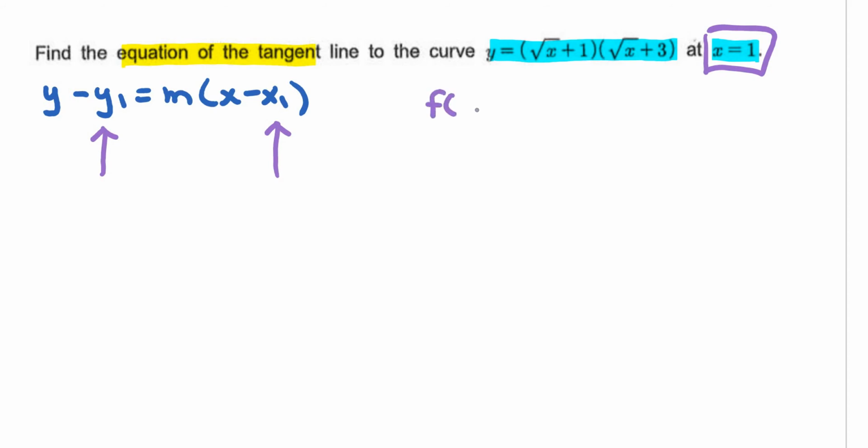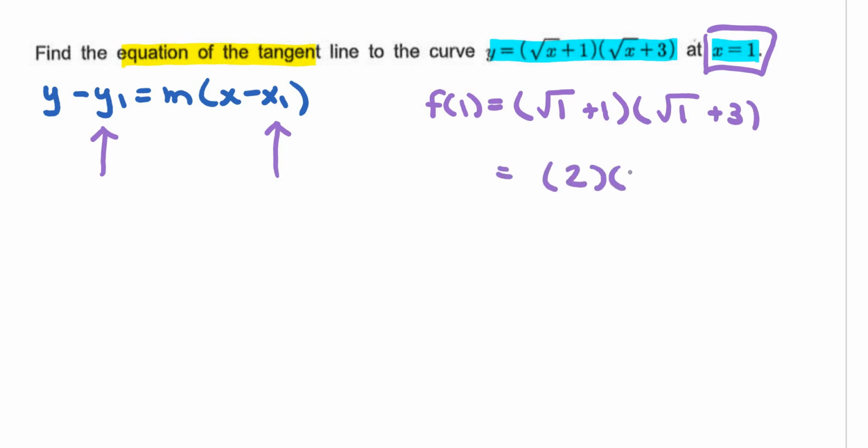So let's evaluate f of 1 here. So that would be the square root of 1 plus 1, bracket the square root of 1 plus 3. So the square root of 1 plus 1 is going to be 2, and the square root of 1 plus 3 is going to be 4. So 2 times 4 is going to be 8. It's going to be 8.